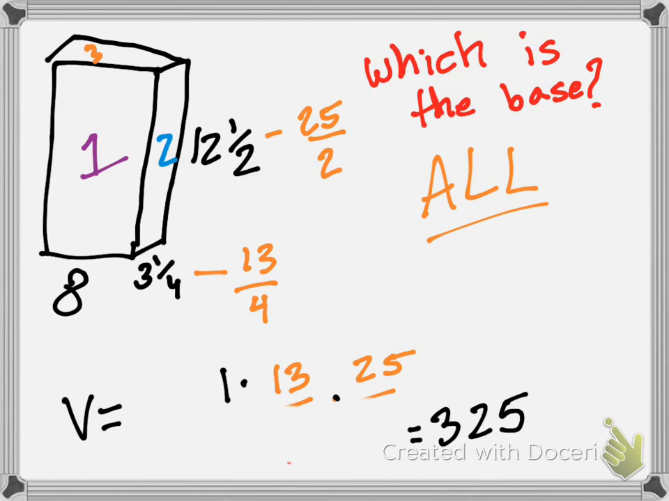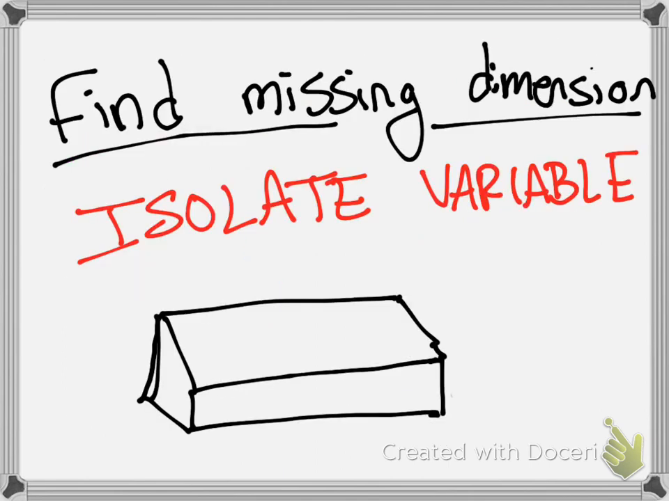325. Excellent job. Now, sometimes, just like in our last chapter, we're going to have to find the missing dimension. This is when we isolate our variables. We have to find that missing dimension. So instead of being given all of the length, width, and height, we will be given one or two of those options and also the volume.